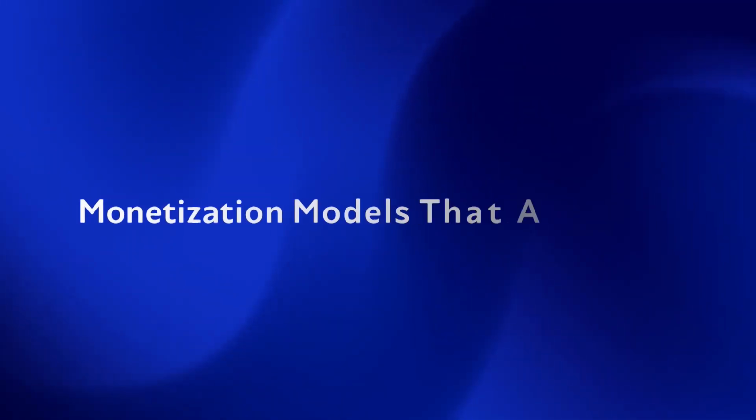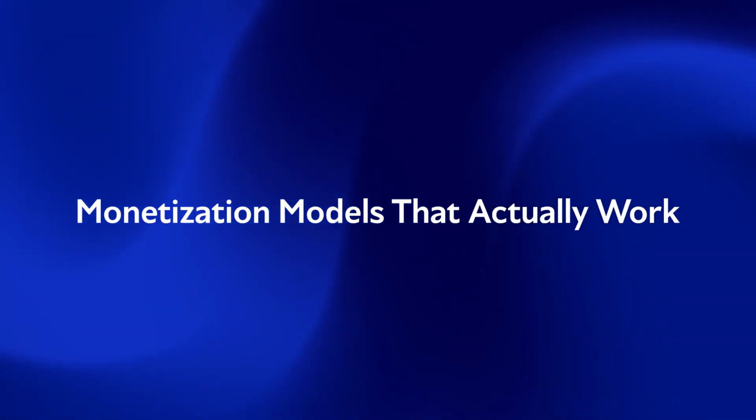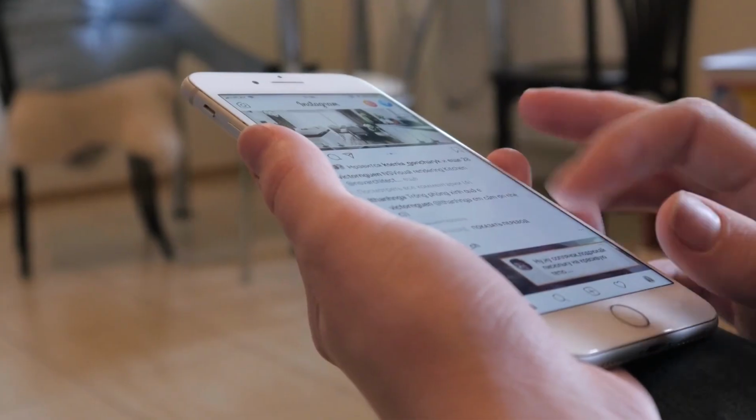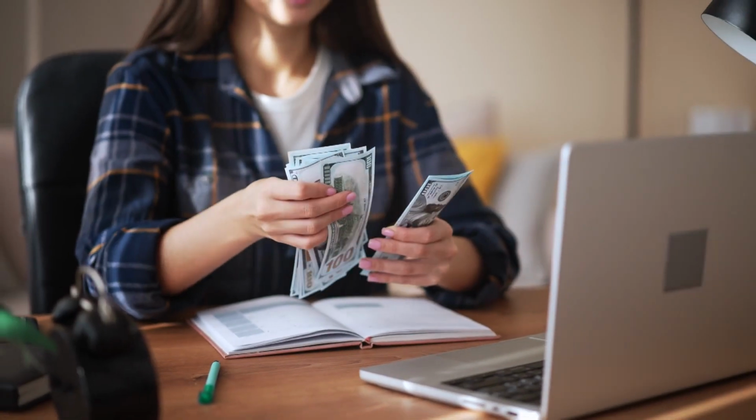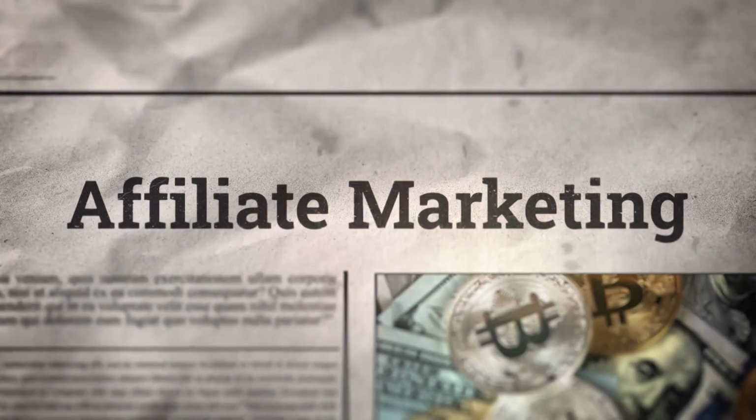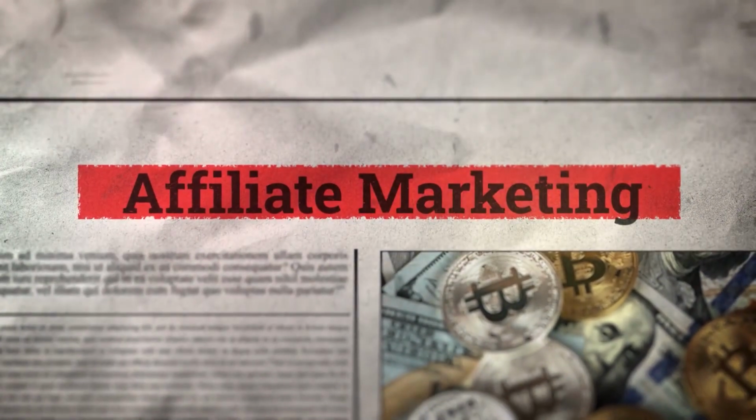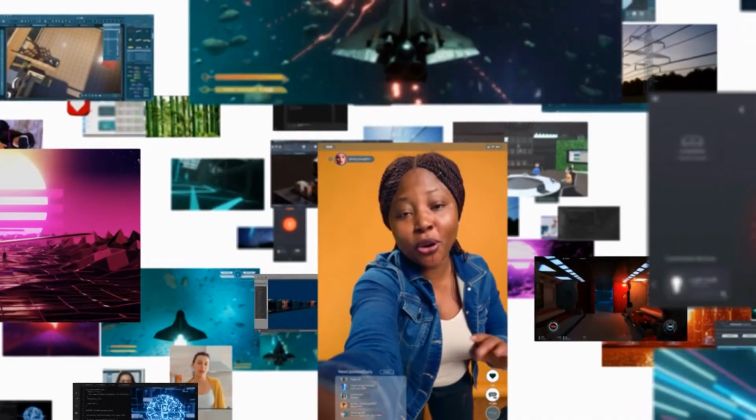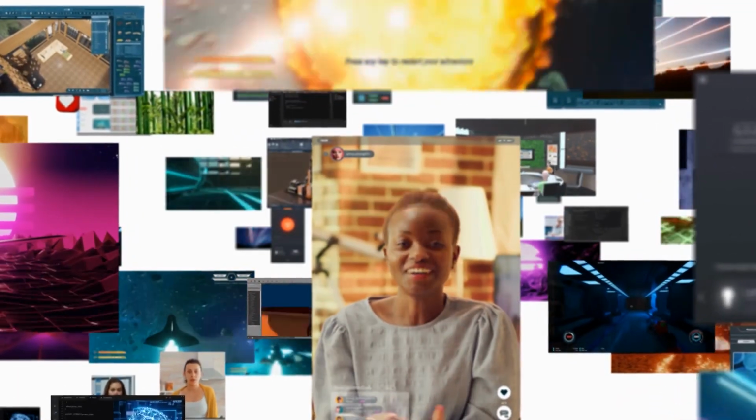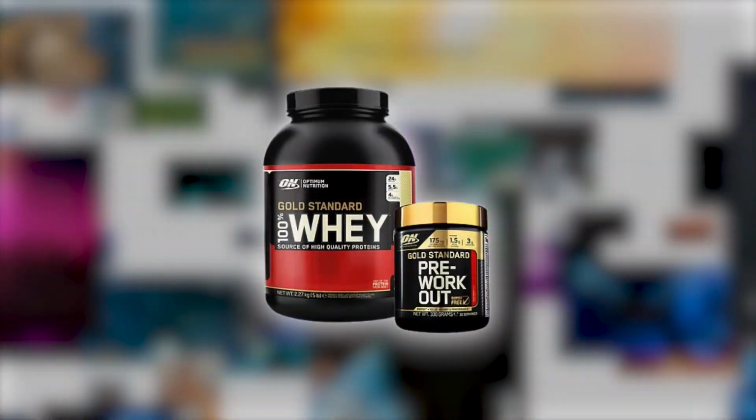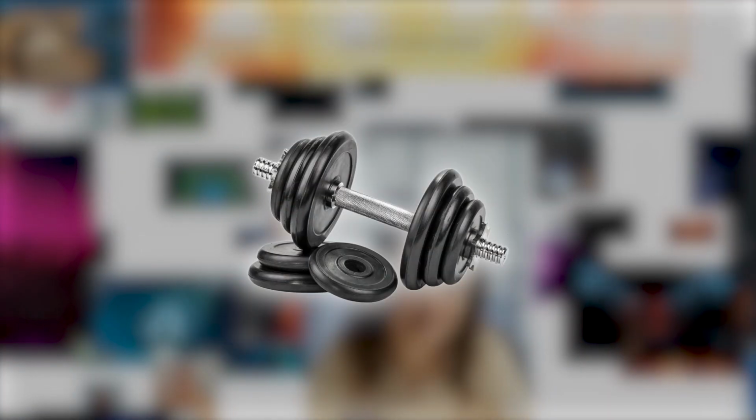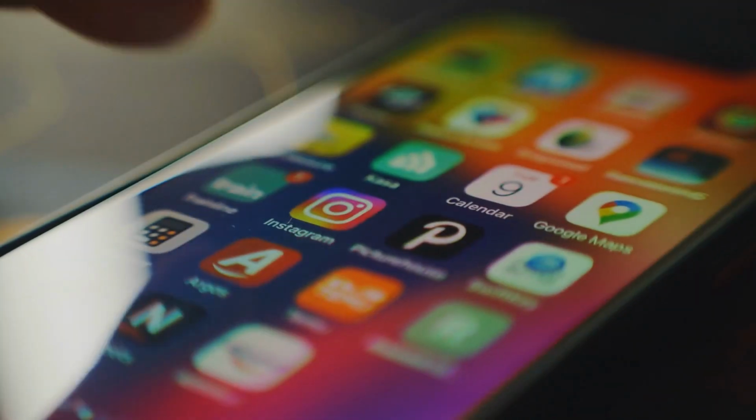Step 5. Monetization models that actually work. Once your AI influencer starts getting attention and views, it's time to turn that into real income. The first and most common way is through affiliate marketing. You can promote products that fit your influencer's niche. For example, if your influencer is in fitness, you could promote protein powders, gym outfits, or home workout gear. Just place affiliate links in the bio and earn a small commission from every sale.